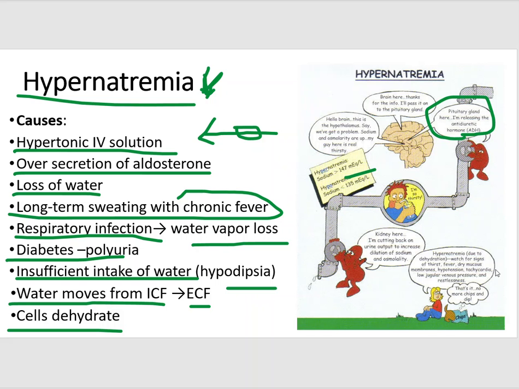Hypernatremia due to dehydration: thirst, fever, dry mucous membranes, mouth, and could be the eyes too, depending. Low blood pressure, which will cause a reflex tachycardia. Low jugular venous pressure, restlessness, and so forth.